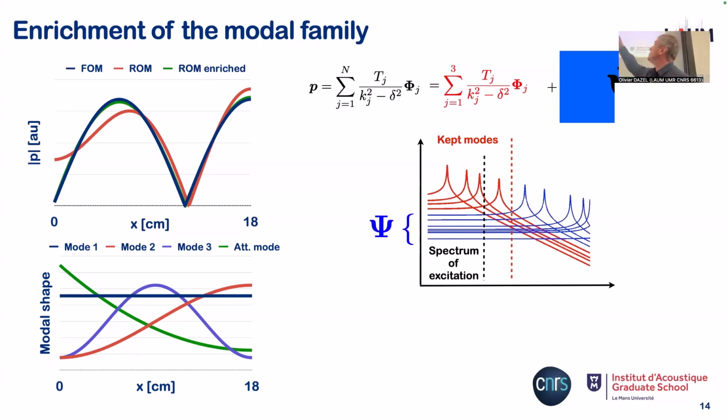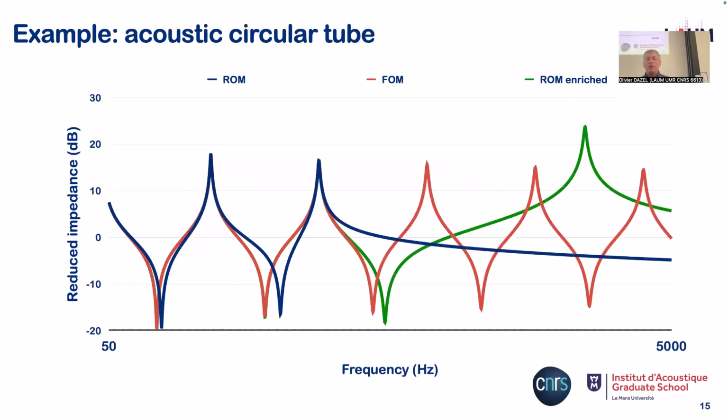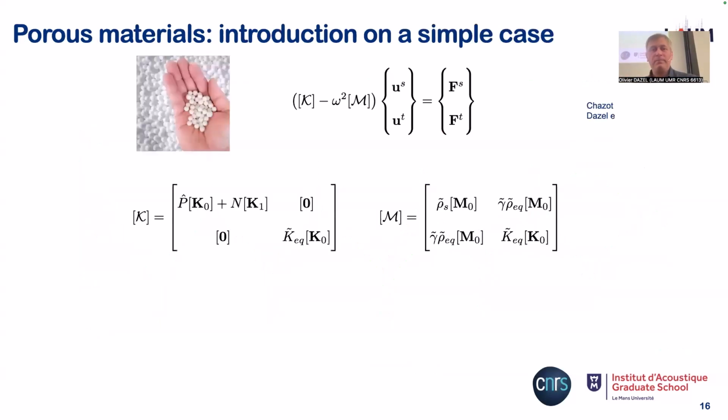And then you can see that on my shape, I have a better answer, and I fix my problem on my impedance. Here you see that we have a very good response at the anti-resonance because I enriched the basis. And so the idea now is how to apply that to porous material.